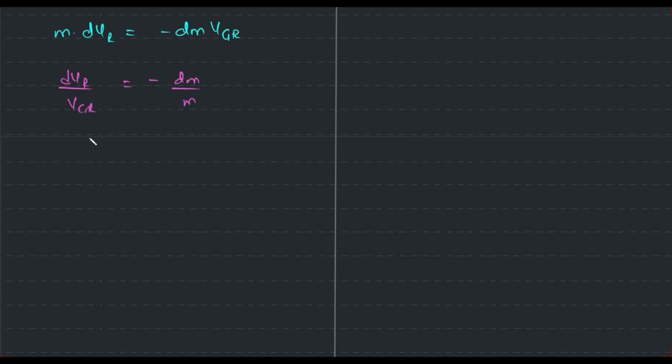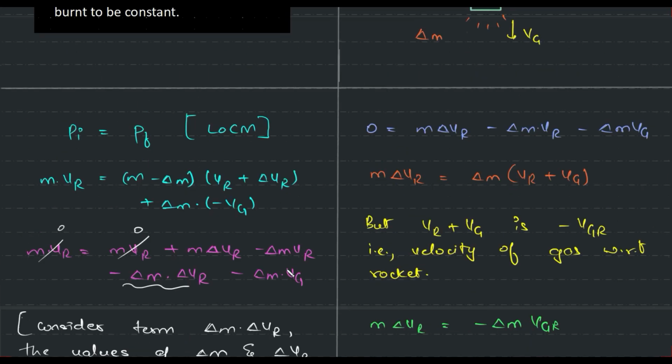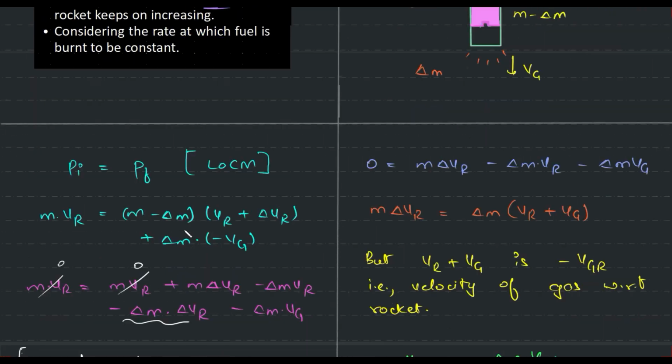Let us integrate it with respect to some values. When time is 0, when the rocket just started off, we assume that it had a velocity of Vr naught and a mass of m naught. And at a time of t, the velocity of the rocket is Vr and the mass is m. Again, I'm going back to this diagram. This diagram is what we're going to use. Remember, we are trying to get an expression for Vr.